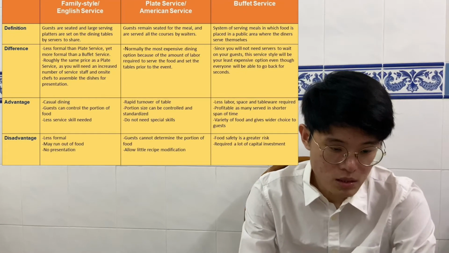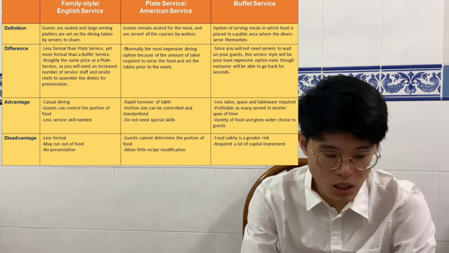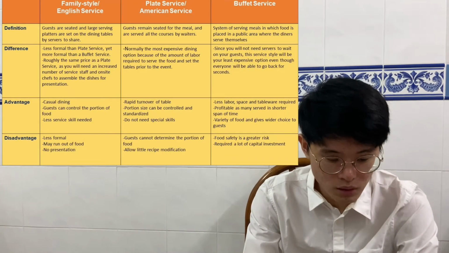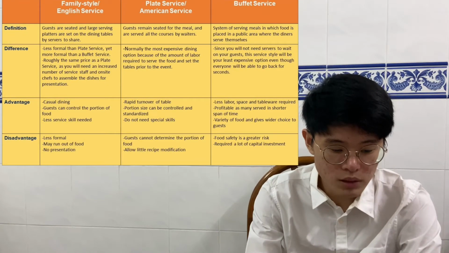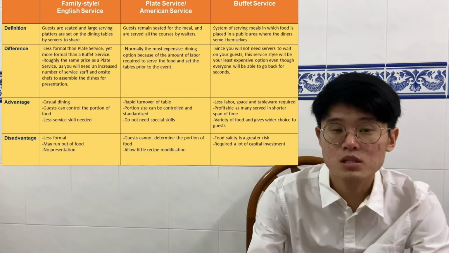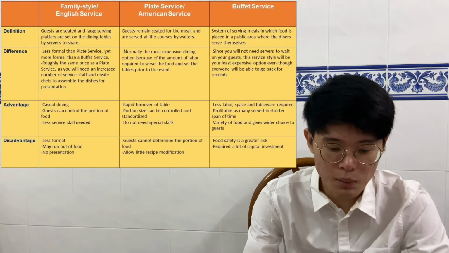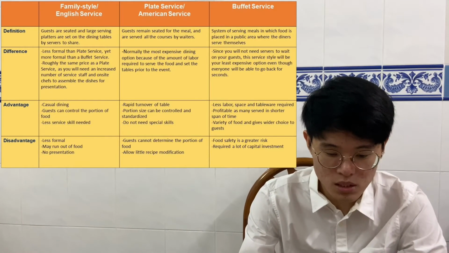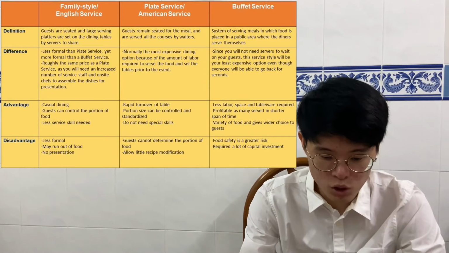About the plate service, its advantages are rapid turnover of tables, portion size can be controlled and standardized, and it does not need special skills. The disadvantage is that guests cannot determine the portion of the food, and it allows the waiter to receive modifications. And for the buffet service, its advantage is less labor, space, and tableware required. And it is profitable as many can be served in a shorter span of time, and the variety of food gives a wider choice to the guests.